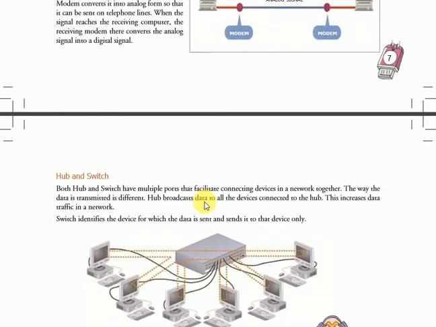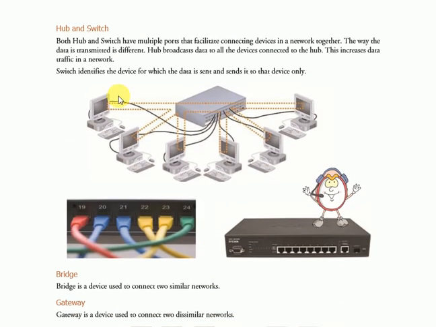Okay, next, hub and switch. Both hub and switch have multiple ports that facilitate connecting devices in a network together. The way the data is transmitted is different. Hub broadcasts data to all the devices connected to the hub. This increases data traffic in a network. Switch identifies the device for which the data is sent and sends it to that device only.